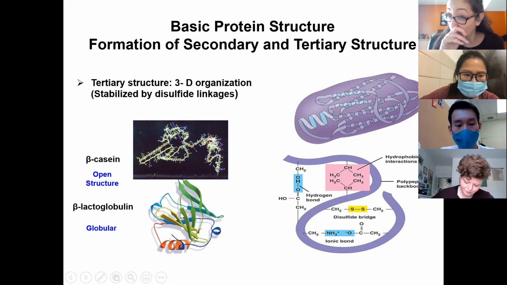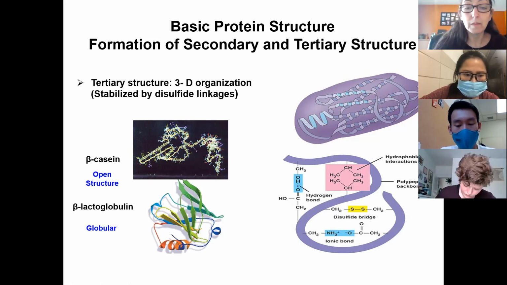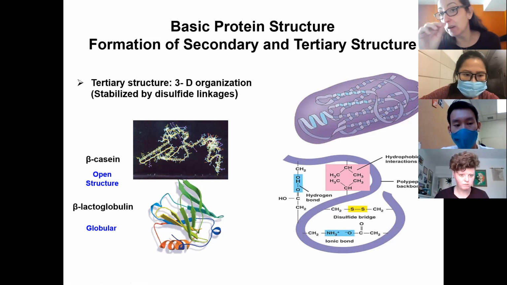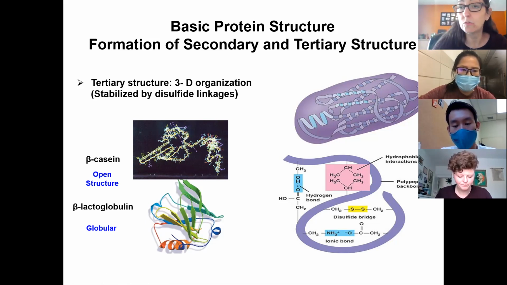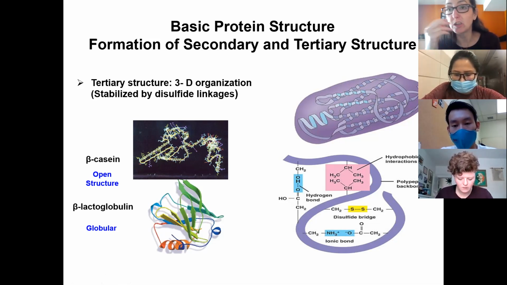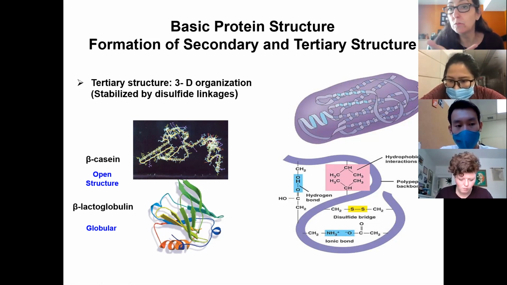Most of its hydrophobic groups are on the interior, which makes it a very, very soluble protein, because it has very low surface hydrophobicity compared, for example, to beta-casein, which has an open structure, and a lot of the amino acids, the hydrophobic ones, are forced to be exposed to the environment.